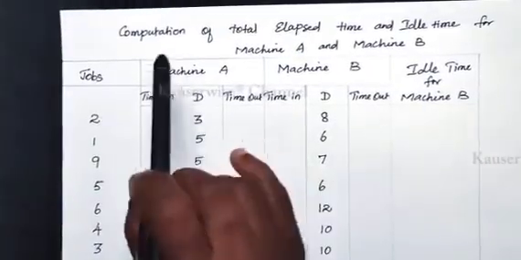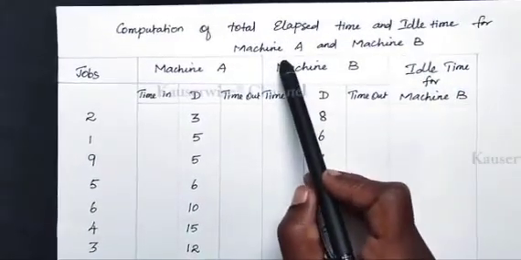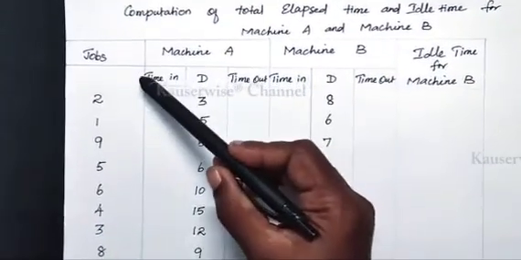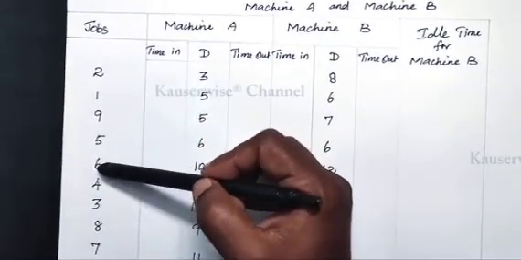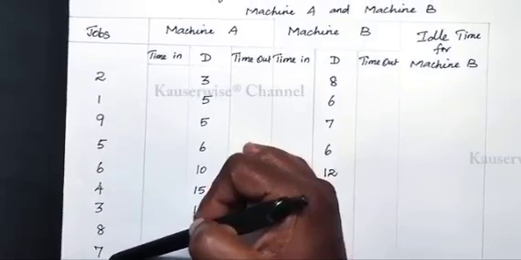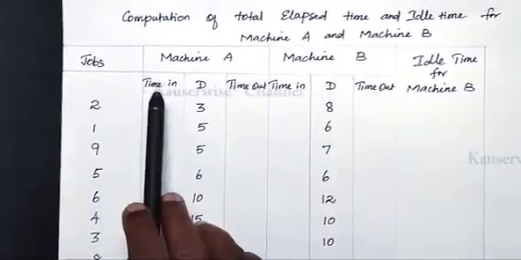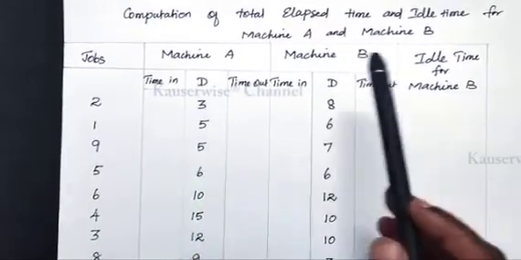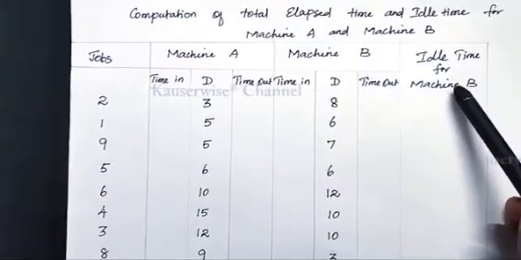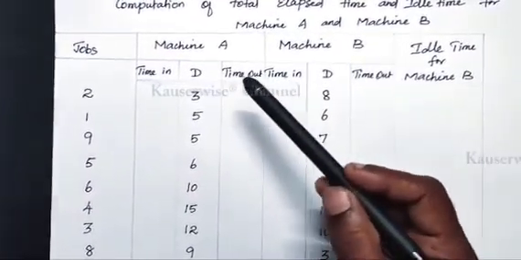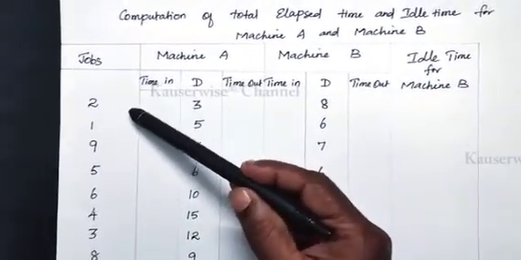See the next calculation: computation of total elapsed time and idle time for machine A and machine B. This is the job order based on the optimum sequence, that is 2, 1, 9, 5, 6, 4, 3, 8, 7. And this is the information for machine A and machine B, that is in time, out time and duration. And the next one, in time, out time, duration. And the last one, idle time for machine B. First we need to write the duration for machine A and machine B based on the optimum sequence.